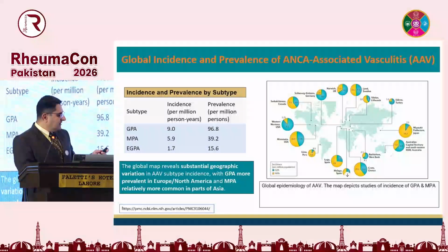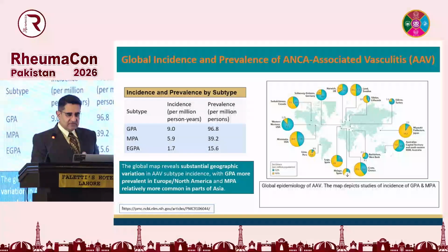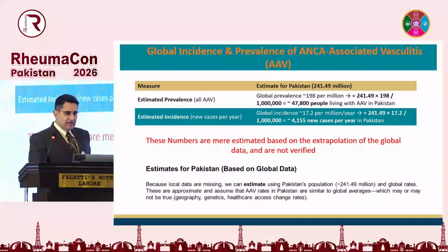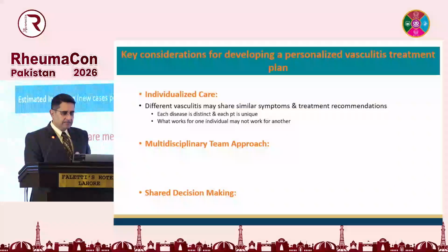Now, if we look at the incidence, I just want you to focus on this globe. This is GPA and this is MPA. As we go from west to east, the whole scenario starts to change. Blue is GPA, and as we go towards Japan, MPA is the most common. We don't know what characteristics or genetics are behind this; perhaps someday we will identify them. For Pakistan, if we calculate from the global population, we could have nearly over 4,000 cases per year of either GPA or MPA.